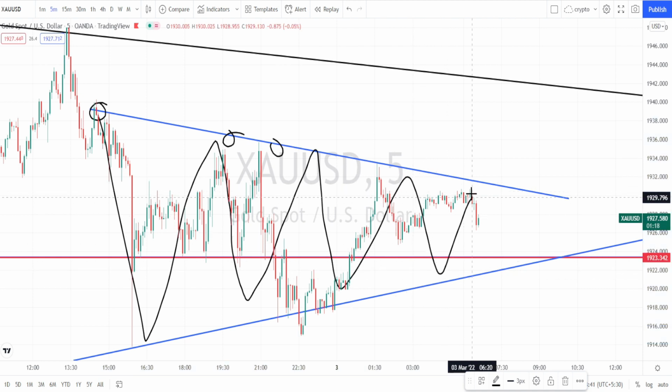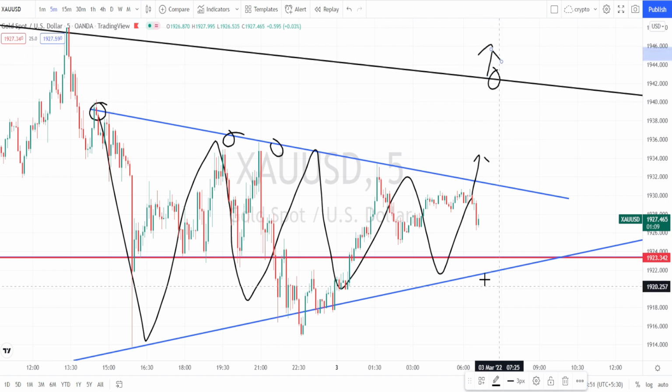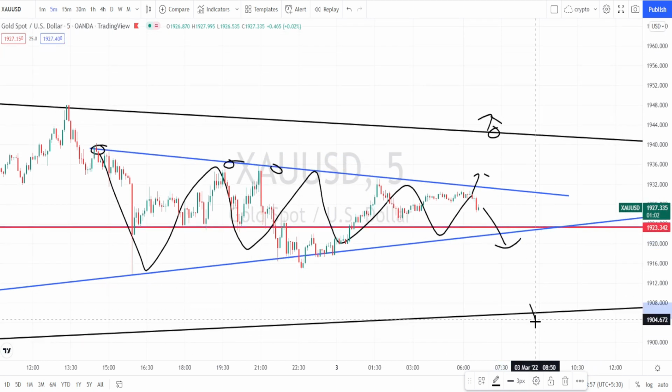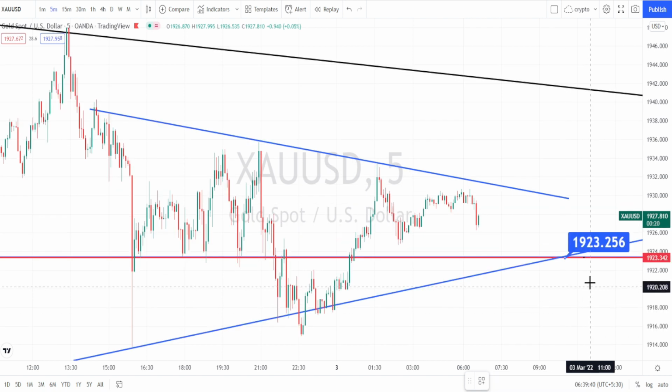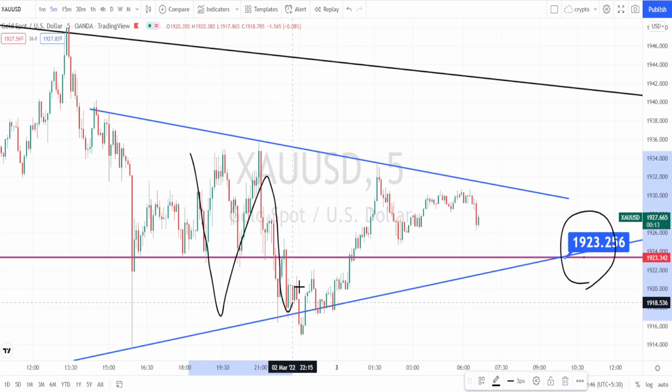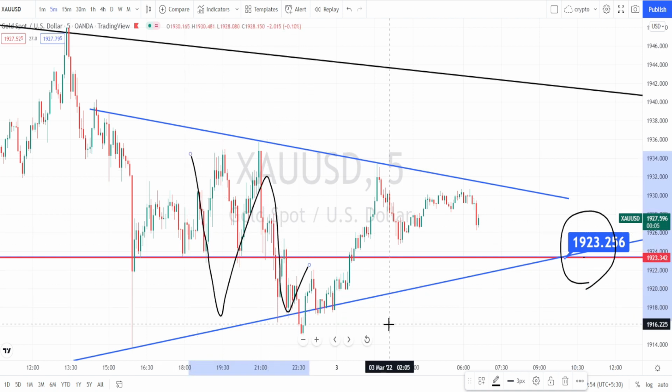So if the price action breaks on the bullish side, it has to break this hourly time frame resistance line also in order to continue its bullishness. And if the price action breaks on the bearish side, it has to break the daily time frame support line in order to continue its bearish side trend. And we have the higher time frame support level of 1923 in between this triangle pattern. Let us wait and see which direction the price action breaks.